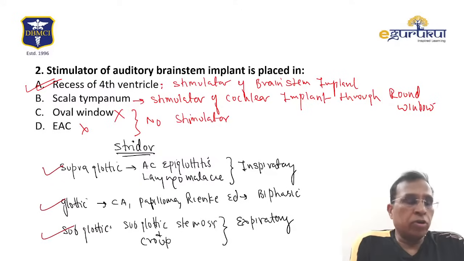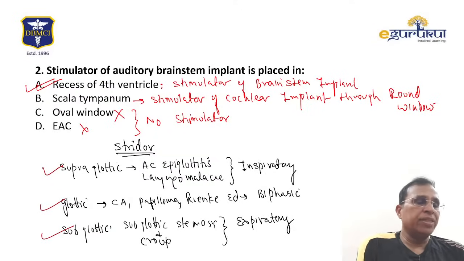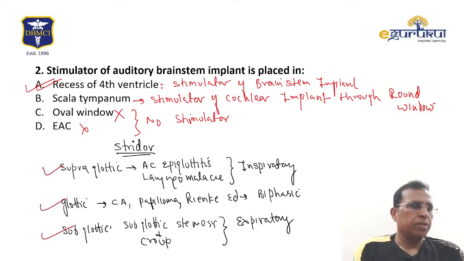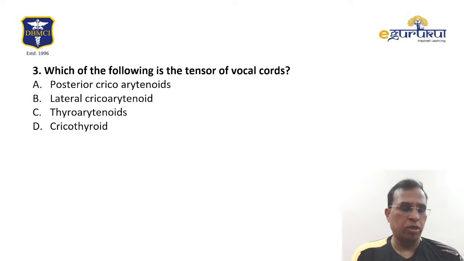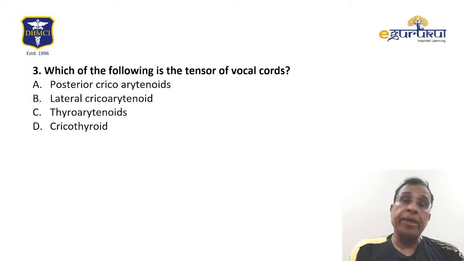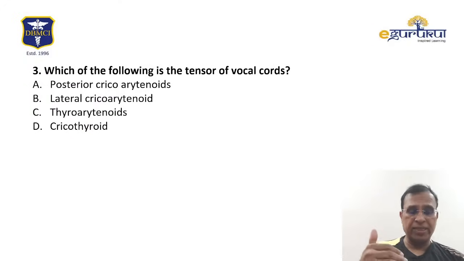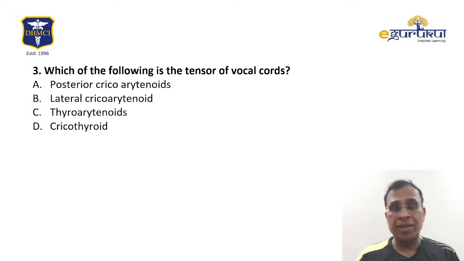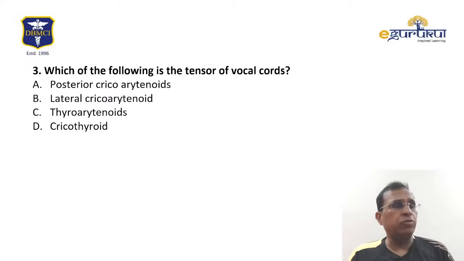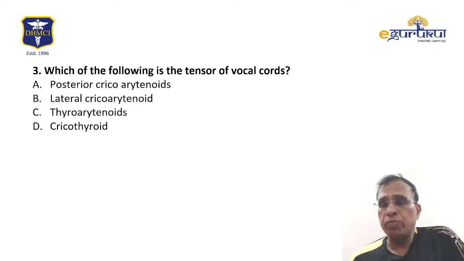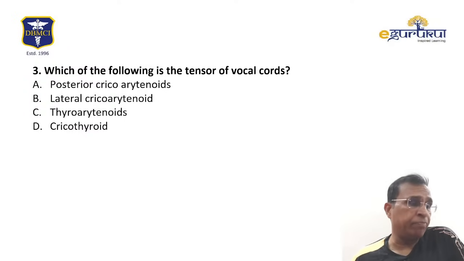Yes, vocal cord nodule and vocal cord polyps are very important topics, but they are very simple topics, so this should not bother you. So which of the following is the tensor of the vocal cord? Straightforward, simple, asked many times. Questions from the muscles of the larynx, they'll ask you like this, which is the only abductor, which is the tensor. So it's a very simple question, but they ask you commonly, so you should be very sure about the muscles of the larynx and their functions. Simple thing but important thing.